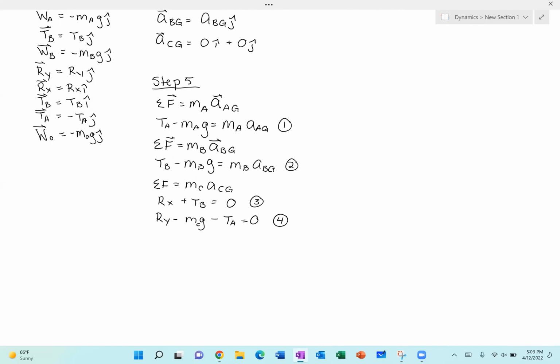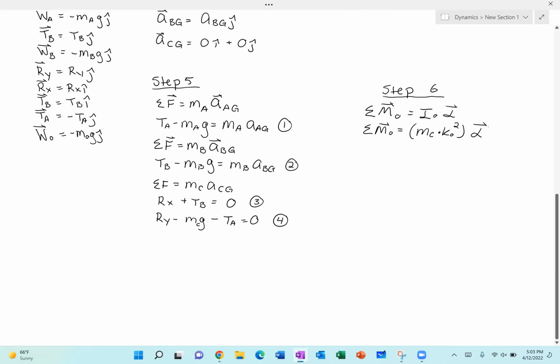And for step 6, we're going to apply the sum of the moments formula. And we are going to use this formula for the wheel mass. And we are going to put point O on point G, which is the center of mass, and that'll cancel out the second term on the right-hand side of the equation.